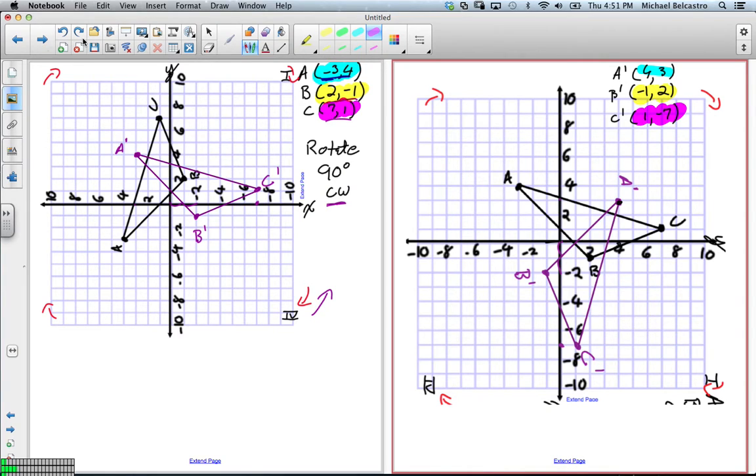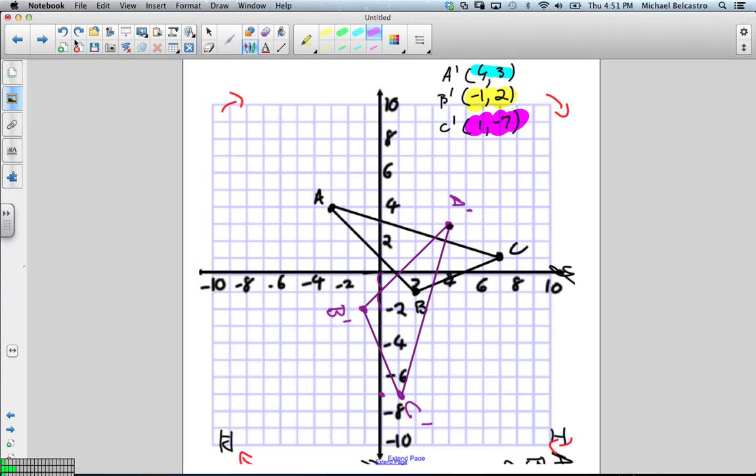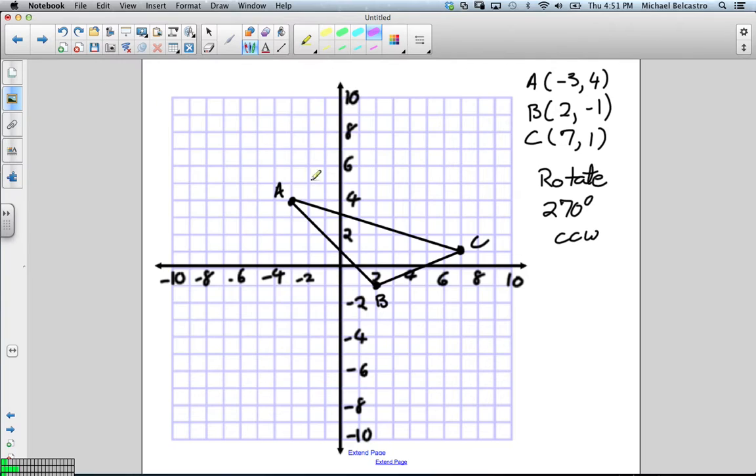But let's say we had 270. There it is. So let's do this question. 270, and they're asking us to rotate it which way? Counterclockwise. Which is what? Quadrant 1, 2, quadrant 2. That's right. We're going this direction. Right? We go down like this and flip it this way.